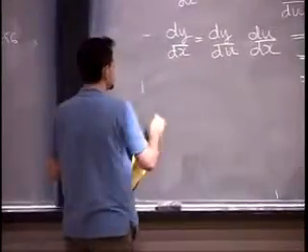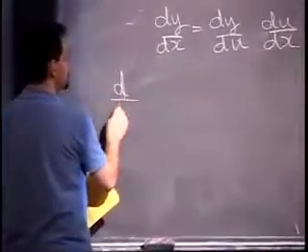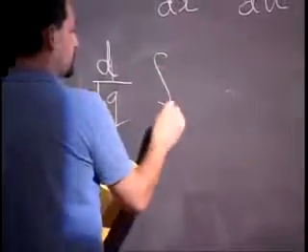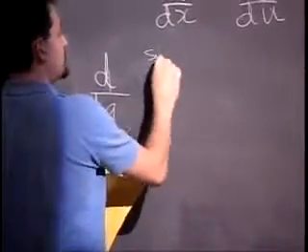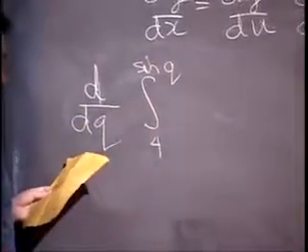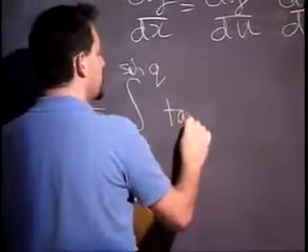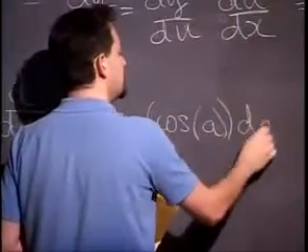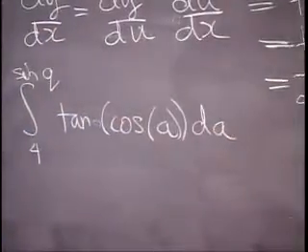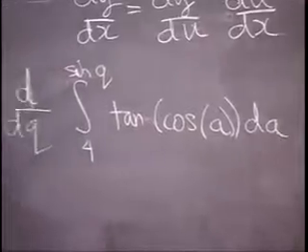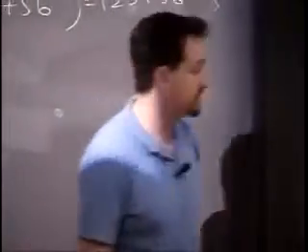So here's another example. d dq from 4 to sine q, not just q, but sine q, tan of cosine of a dA. So there's no x's anymore at all. Well, the short way, and perhaps the risky way, because if you get it wrong, there's no working. I'm just going to write down the answer.